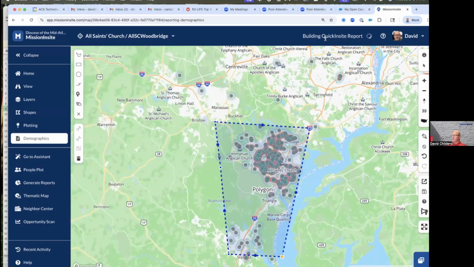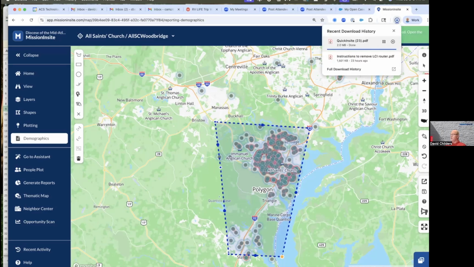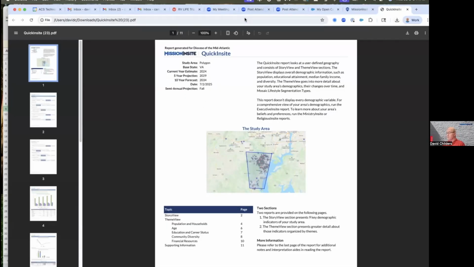Let it finish building this quick insight report, because I want to take us today to how do I read the Experian Mosaic report. And I'm going to give you a very, very valuable insight that helps you to have better knowledge about what you see when you look at a quick insight report. So I'm going to go open that report. Give it a second to finish. Come on. There we go. Now I've got that report.